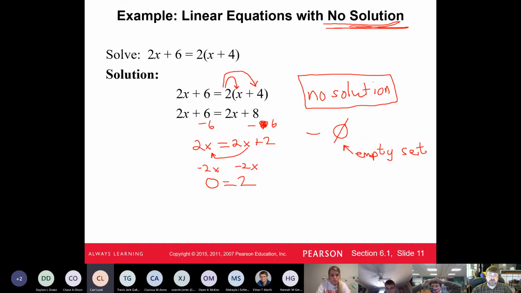You can write this also if you want. Do not ever say the solution is 0, because 0 isn't. If I plugged 0 in for x, I would end up with 6 equals 8. So 0 is clearly not a solution. So don't tell me the solution is 0. 0 can be a solution to an equation, but this equation has no solution.